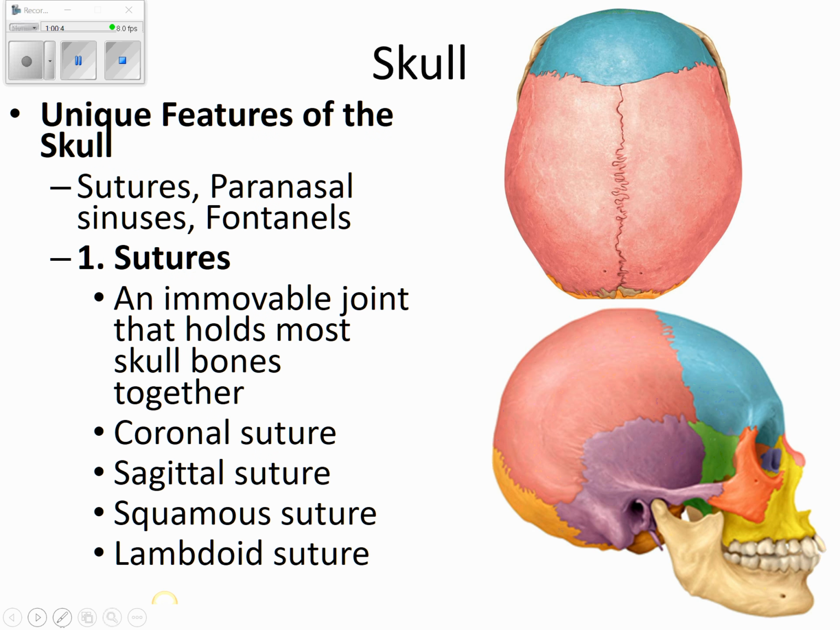Skull, you have some unique features of the skull. That's going to be sutures, paranasal sinuses, and your fontanelles. Again, we've already gone over the sutures. Those are immovable joints that hold most of the bones together. We've talked about the coronal, the sagittal, squamous, and the lambdoidal are the ones you need to know. And they're going to form boundaries between the bones.